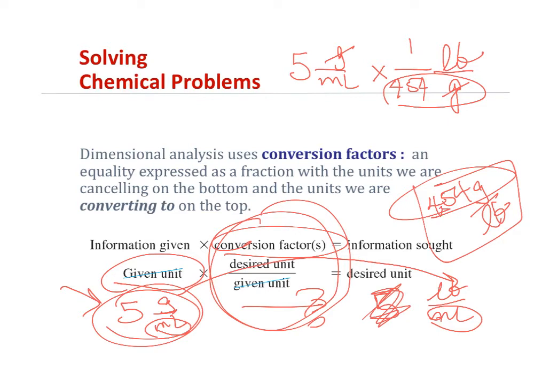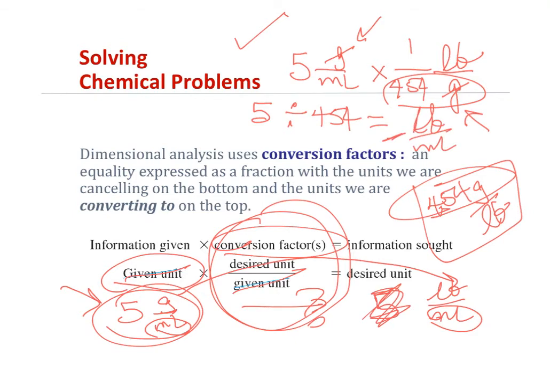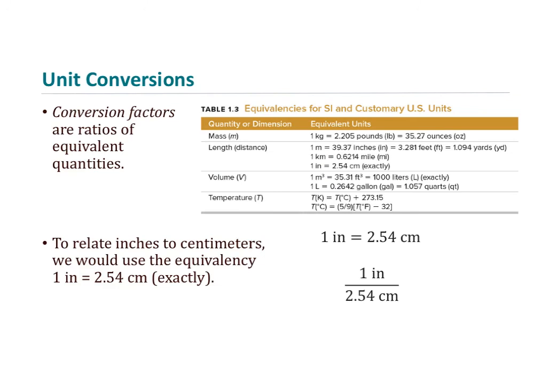So be very careful of the units. That is the most important part of dimensional analysis, is to line up the units of your given information and your conversion factor so that they cancel out. So this is actually a division. It's 5 grams per milliliter divided by 454, okay? And that will give you, when you plug that in, pounds per milliliter. All right, let's do some of them.